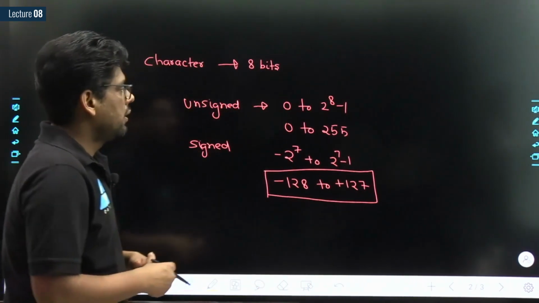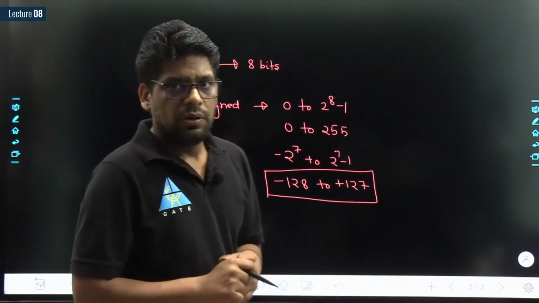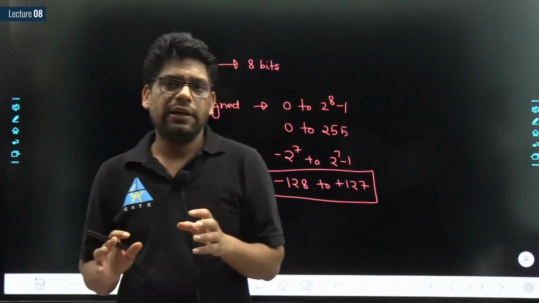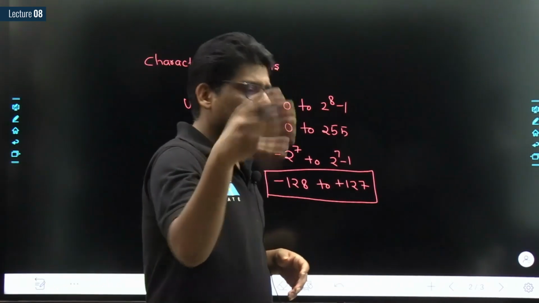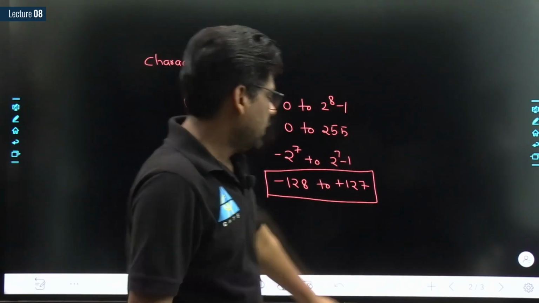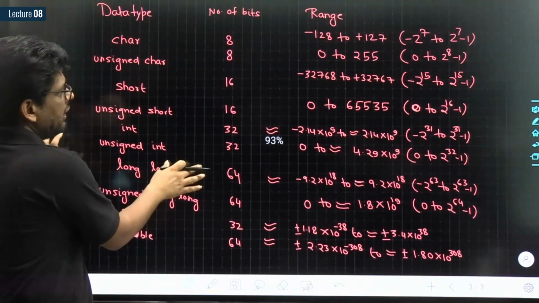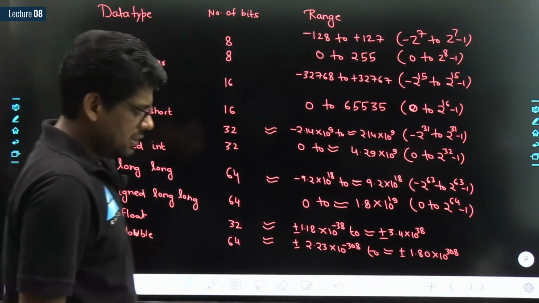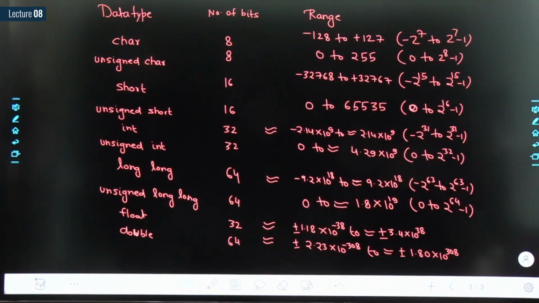Okay. Sir, what about float values and double values? Don't try to understand, don't try to derive the formula for them. We will see later on how things work. Okay. But let me give you an idea about the range of different data types. Just take a screenshot of this, or just note it down somewhere, because it is going to help you in GATE as well as in coding as well as in competitive programming.